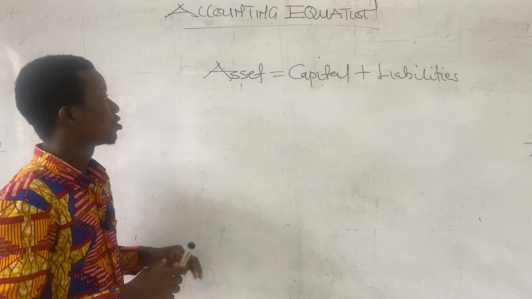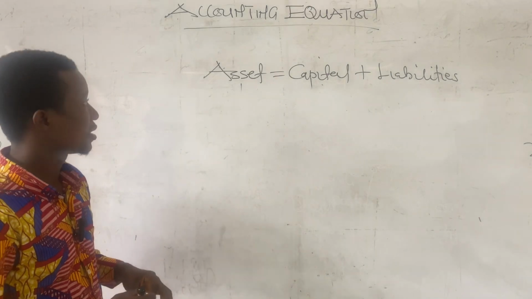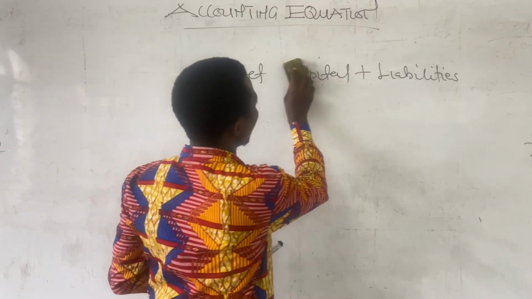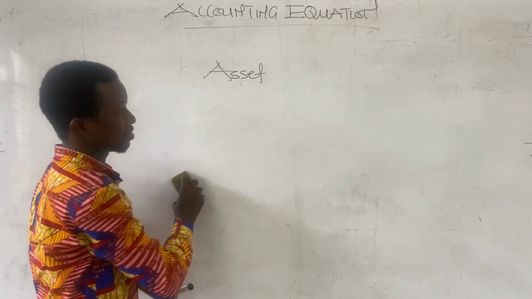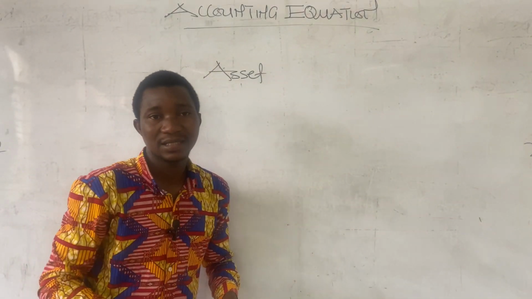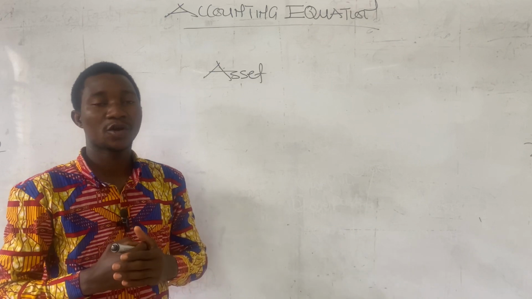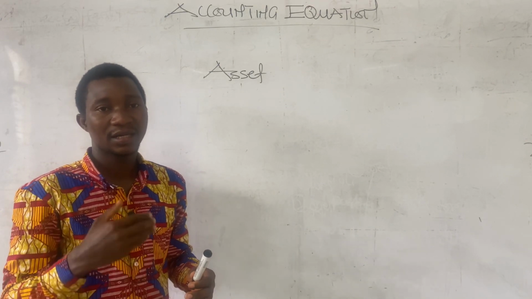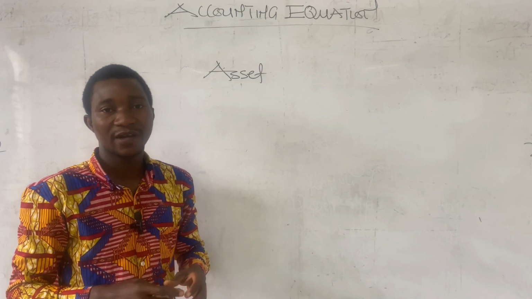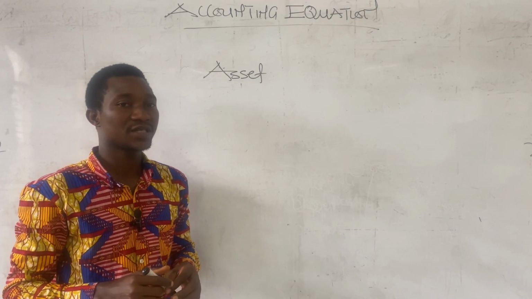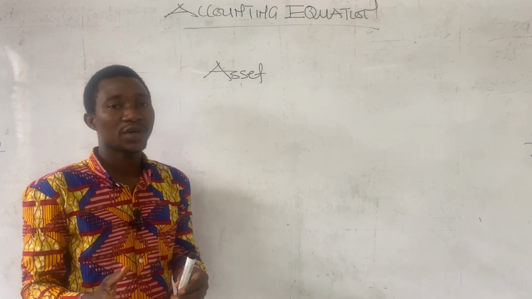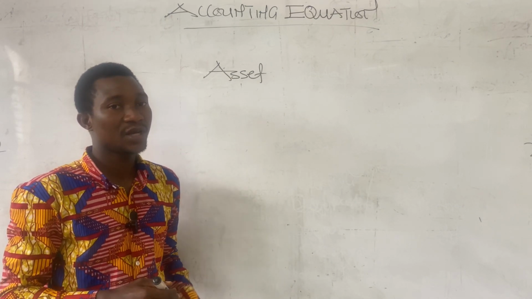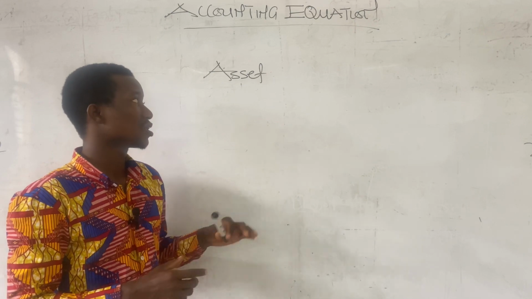Is that okay? So the first element we will take is the asset. So when we say asset, what is an asset? An asset is any economic resource that is owned by a business and has the ability to provide future economic benefits to the business. So any economic resource that provides future economic benefits to the business or entity is what we call an asset.